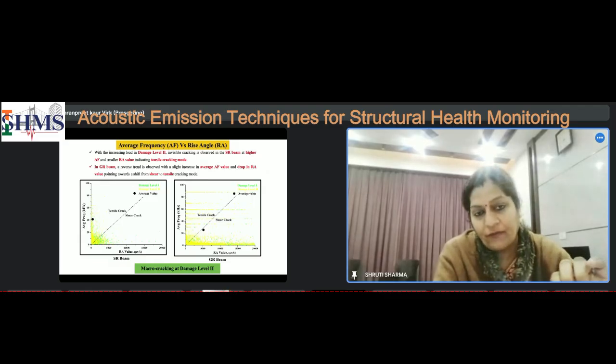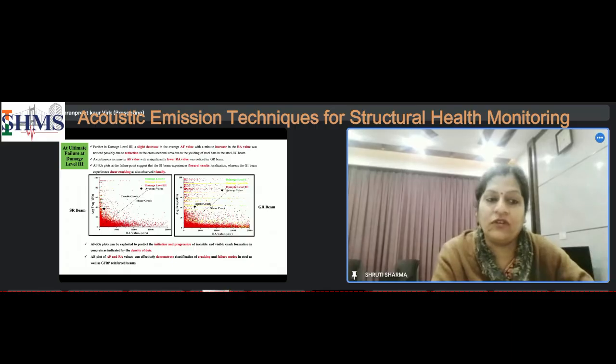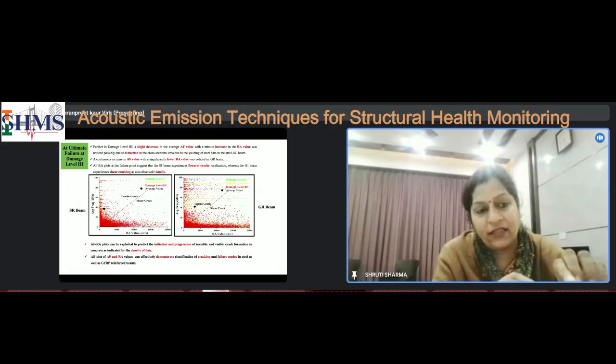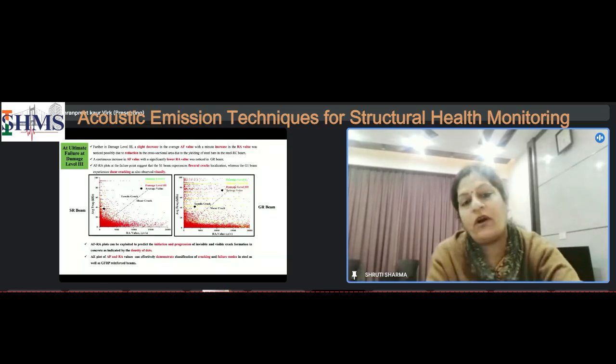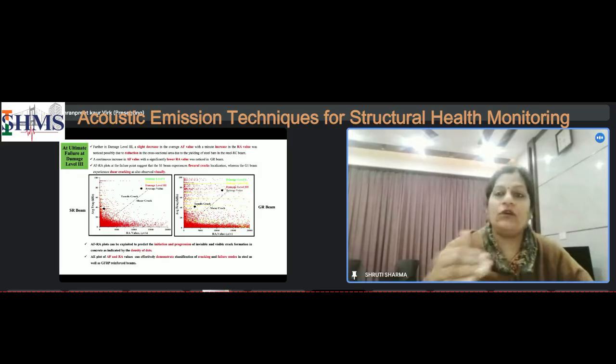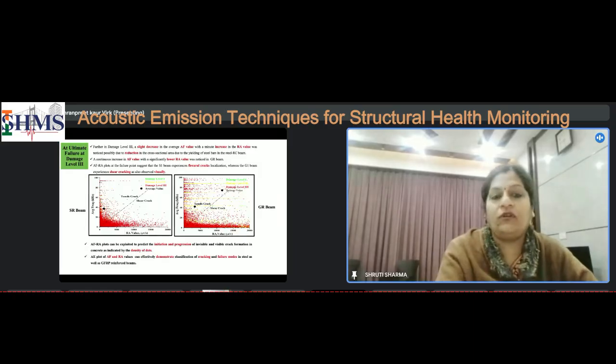Next slide. So now see, it has crossed. Simultaneously, we're getting these values. So damage level 1, 2, 3. The steel reinforced beam will always fail in tension. And in the final failure of the GFRP reinforced beam, the dot has shifted towards the tensile phase. So initially shear and then shifting on to tension.